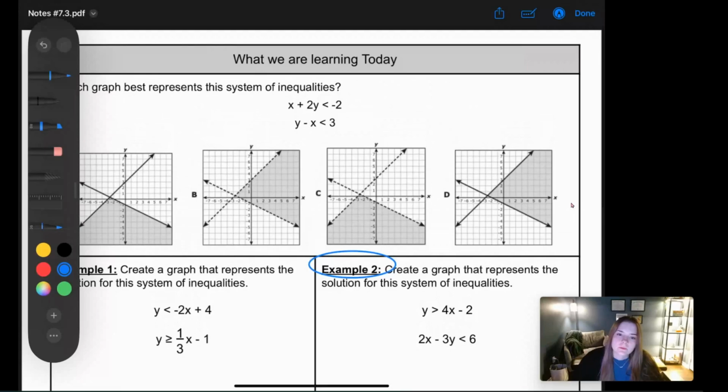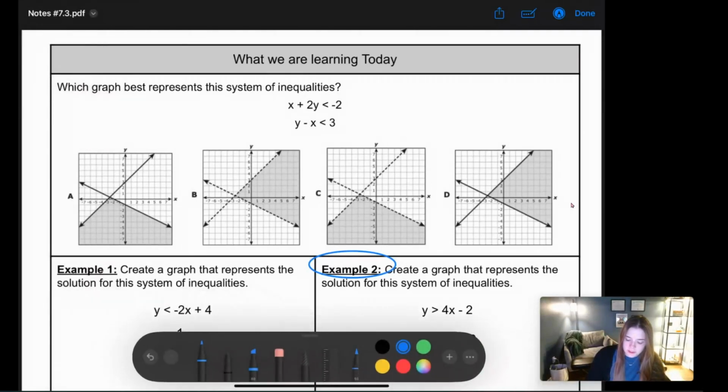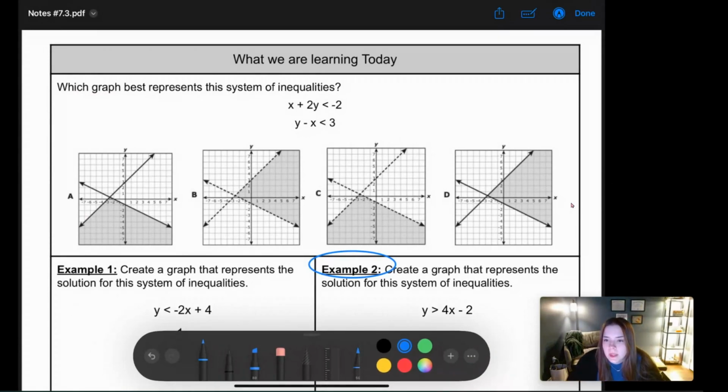So let's see. Which graph best represents the system of inequalities? So again, we're just continuing on with system of inequalities. But now we're going to look at 2 of them together and see which one of these graphs best matches it. And I know it looks kind of tough and you would like to just guess and choose one, right? But we are actually going to make sure that both of these are in slope-intercept form. Okay, and then we're going to see which graph matches.